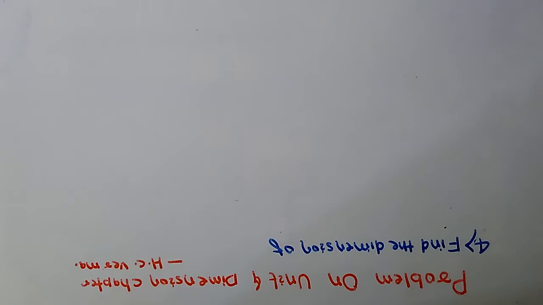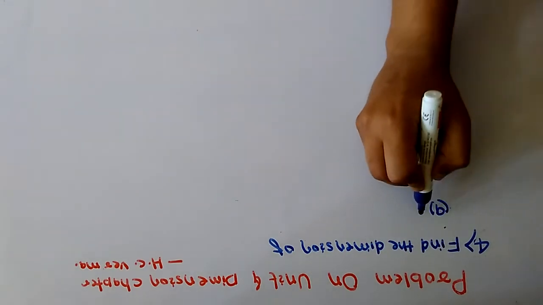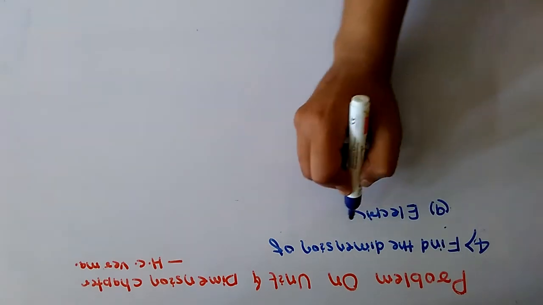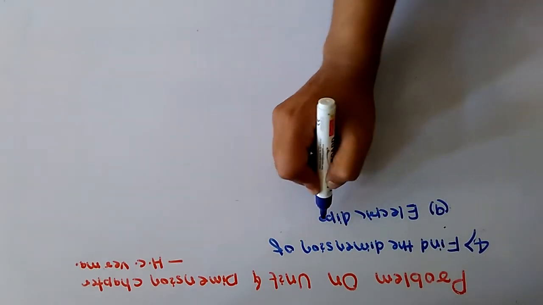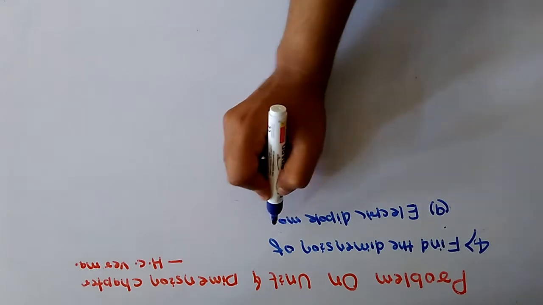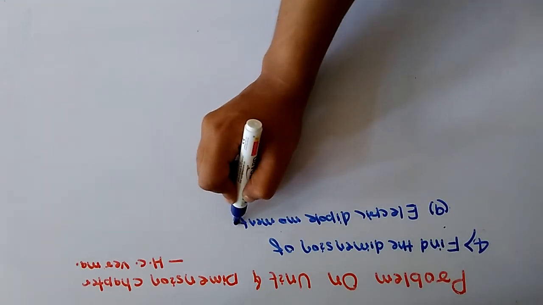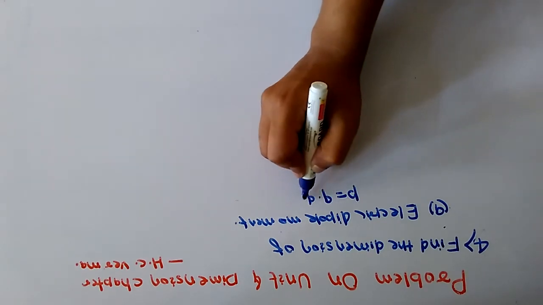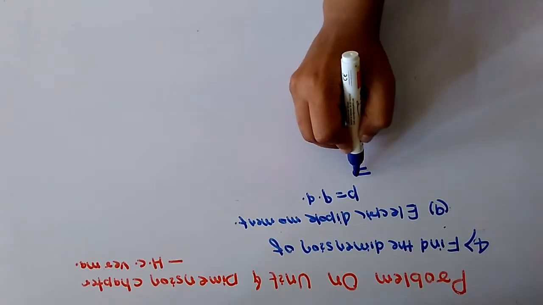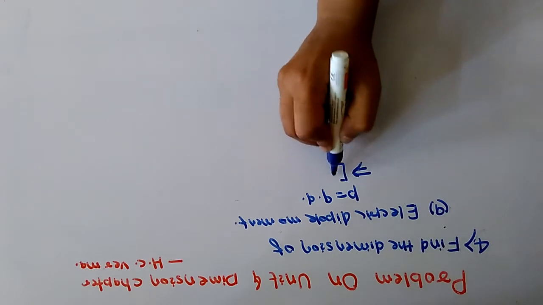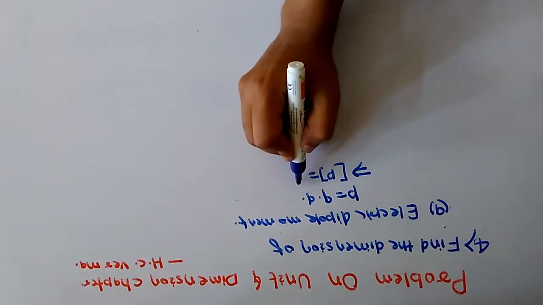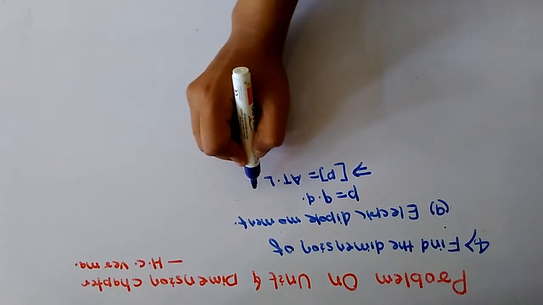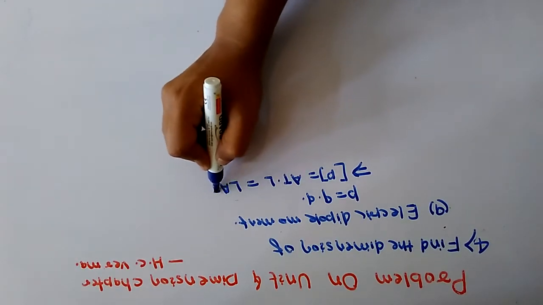This is for the electric dipole moment. The electric dipole moment is P equals Q into D. So you have to calculate the dimension of the electric dipole moment. This will be Q, which we already know is AT, and that of D is L. So this can be L A T.